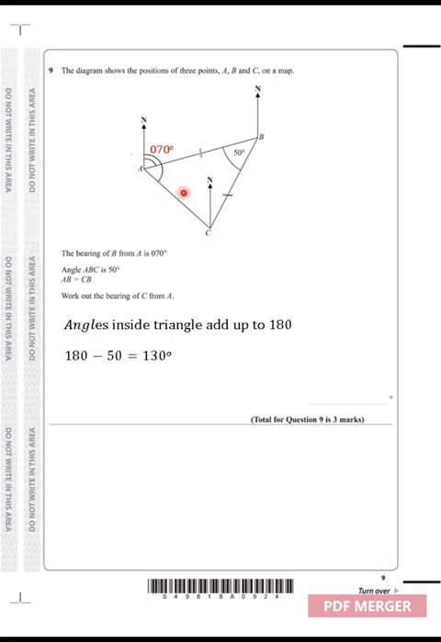So to work out each angle, we need to half it. So 130 degrees divided by 2 is equal to 65 degrees, 065, remember, 3 digits. So if this is 065 degrees, this is also 065 degrees. So to work out the bearing of C from A, all of these angles together, the 70 degrees and the 65 degrees, add them together. So 70 degrees plus 65 degrees is equal to 135 degrees.